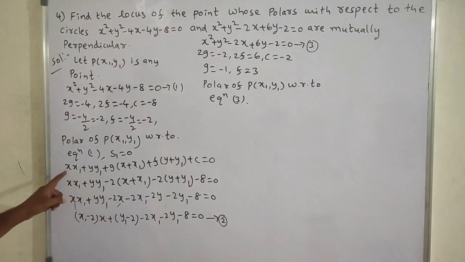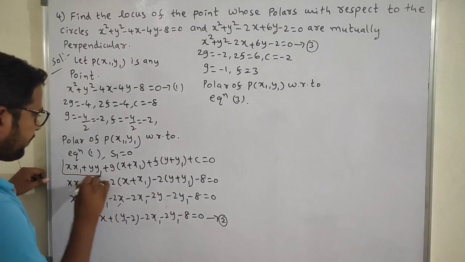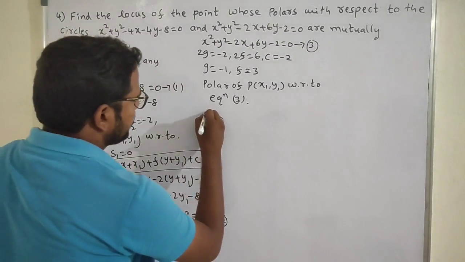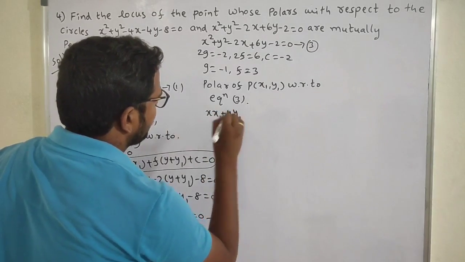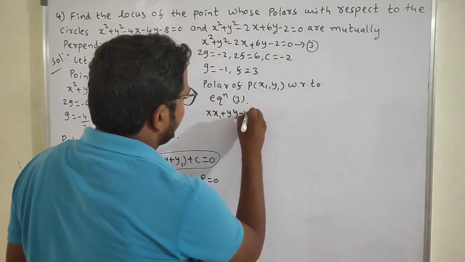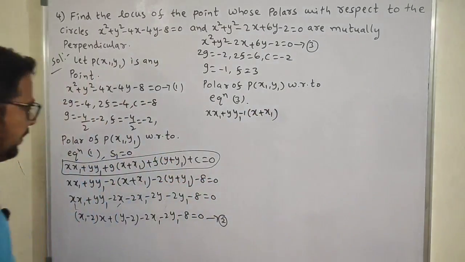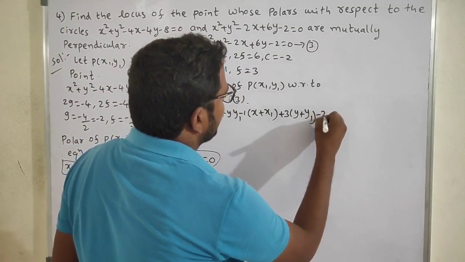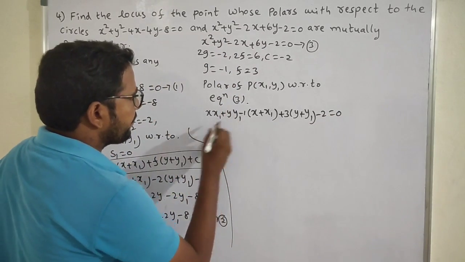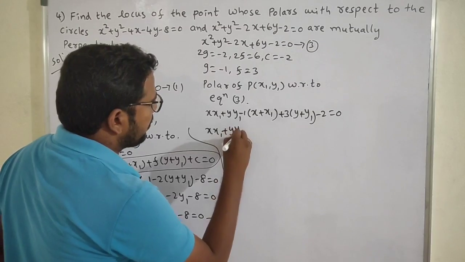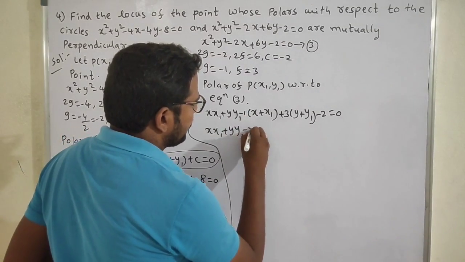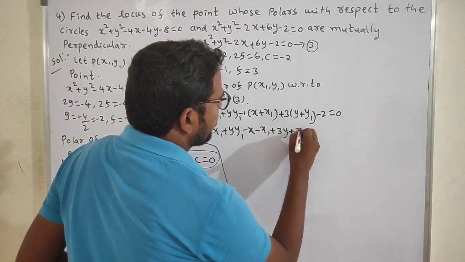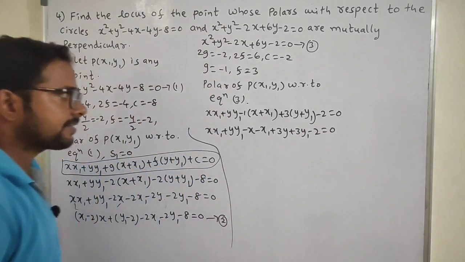So what is the formula? xx1 plus yy1, the same formula. Again I am not writing out the formula. So xx1 plus yy1 plus g, which is minus 1, into (x plus x1), next plus f, which is 3, into (y plus y1), plus c, which is minus 2, equals 0. So xx1 plus yy1 minus x minus x1, plus 3y plus 3y1 minus 2 equals 0.